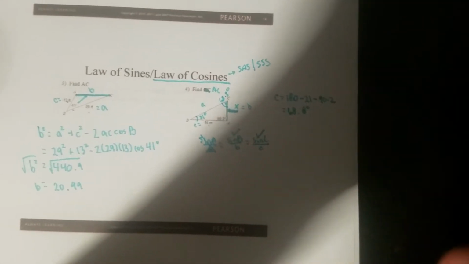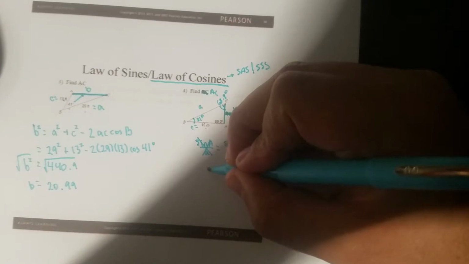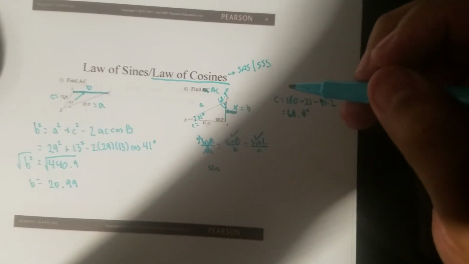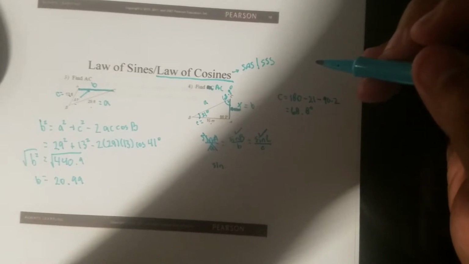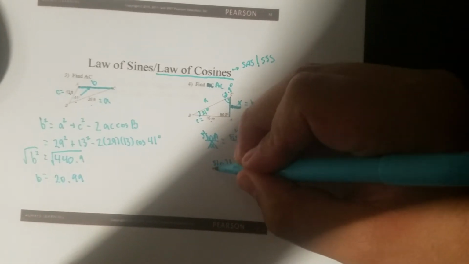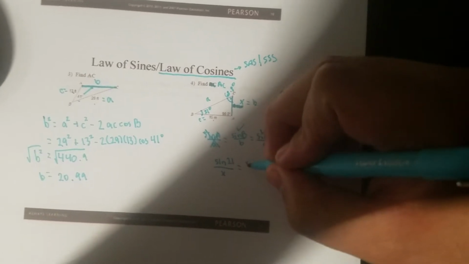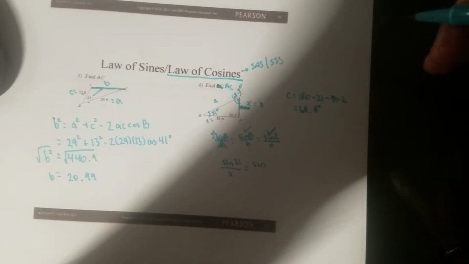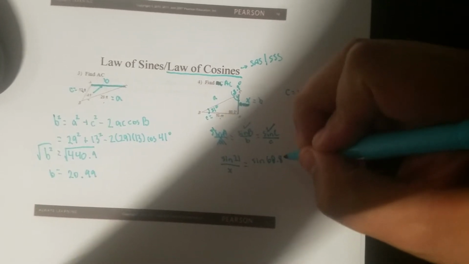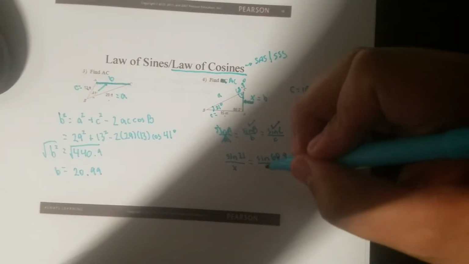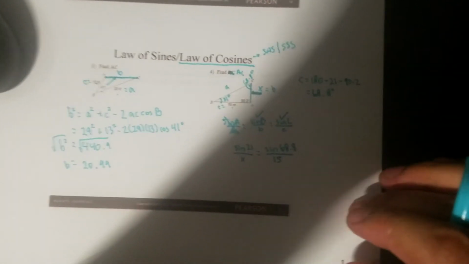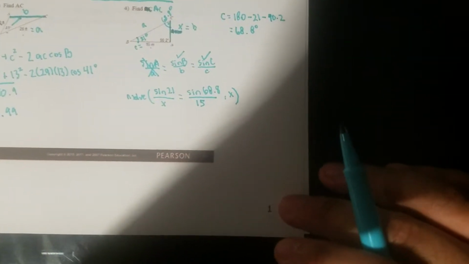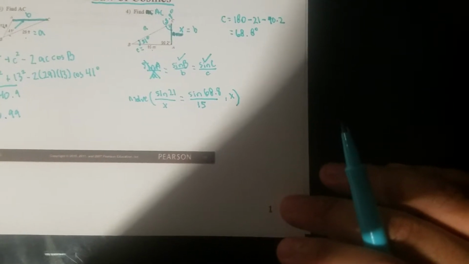So I don't even need the information for A. So I just plug things in. So it's going to be sine of angle B, which is 21, over x, that's what I'm solving for, equals sine of angle C, which is 68.8, over 15. And I just use nsolve here. Okay, so I'm not going to type this one in, but I set it up and you guys could figure out how to do the rest from here, okay?